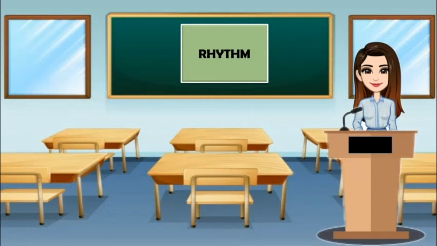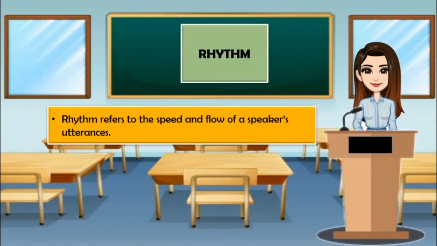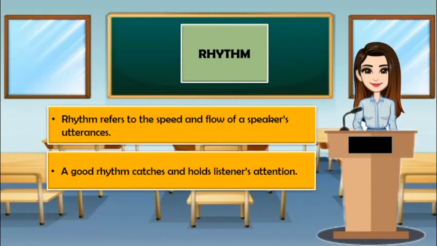Rhythm. The way a speaker talks can be a powerful tool to engage listeners. Rhythm refers to the speed and flow of a speaker's utterances. A good rhythm catches and holds listeners' attention. On the other hand, a sing-song tone or a manner of speaking involving alternating, raising, and lowering of pitch can indicate that the speaker is trying to entertain his or her listeners or trying to arouse a particular emotion.